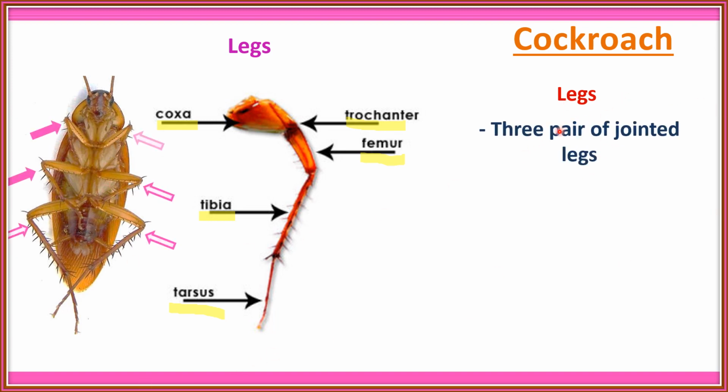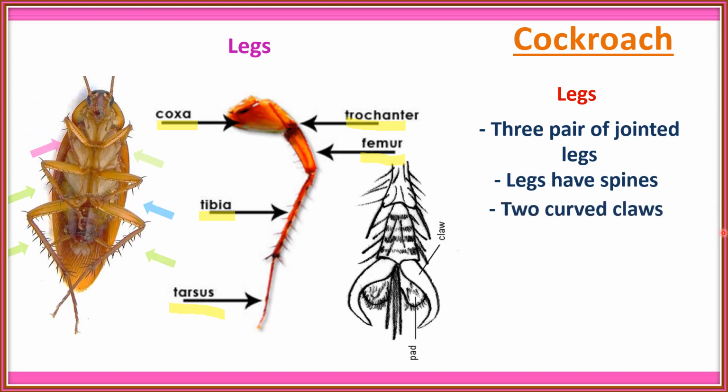The legs: it has got 3 pairs of jointed legs. There is this pair here, this second pair, and then the third pair. Then the legs have spines. If you look at the legs, you will see the spines, those small protruding structures which are very tiny. They are spines.